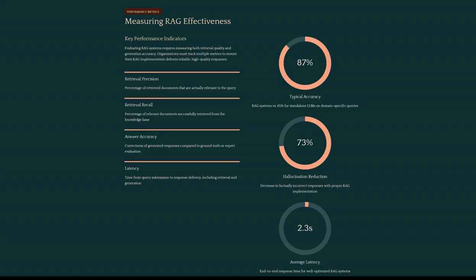So how to measure the effectiveness? If you see, it increases the efficiency from 65% to 87% for domain specific queries. It reduces the hallucination by 73%. And latency is very fast because it's optimized for search operations.